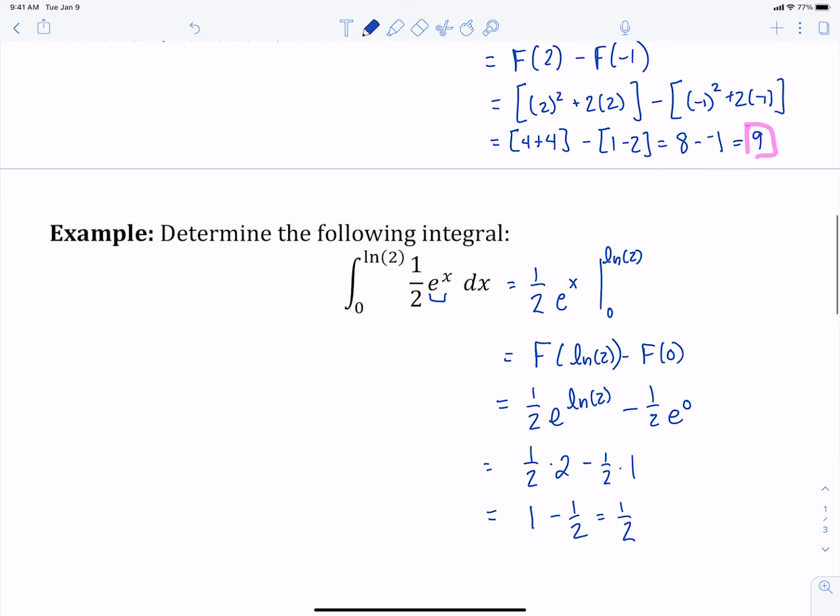So no more rectangles, no more trying to find shapes. We can find the area under any curve as long as we can get that antiderivative.